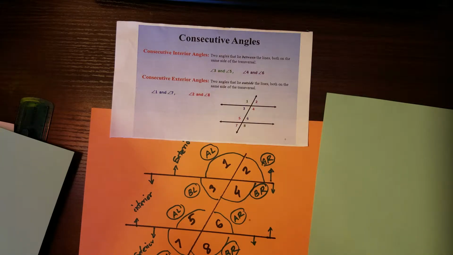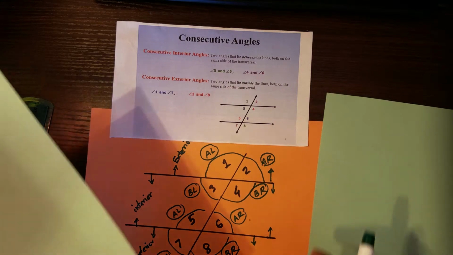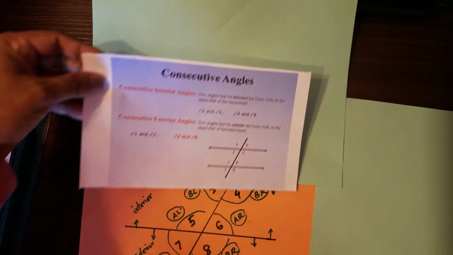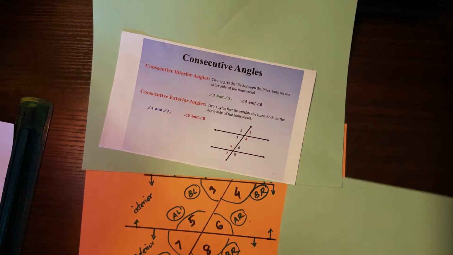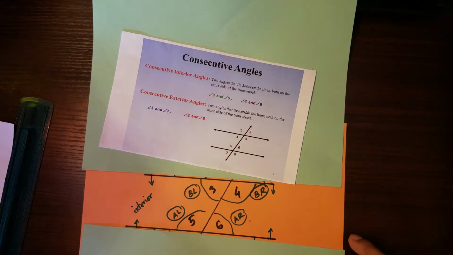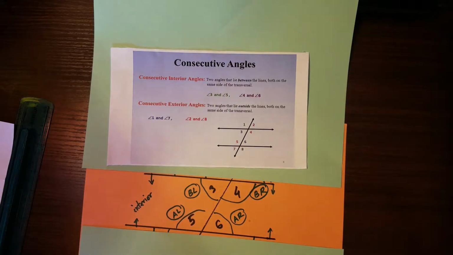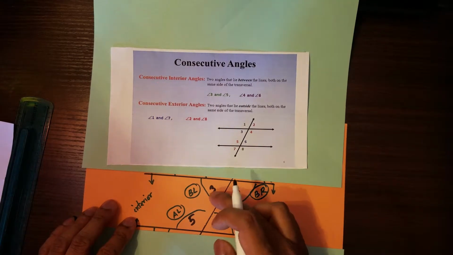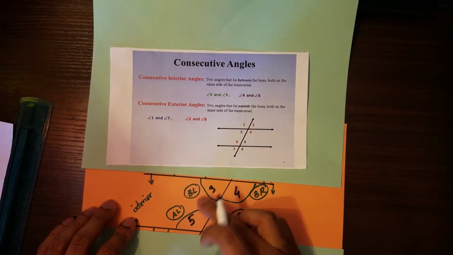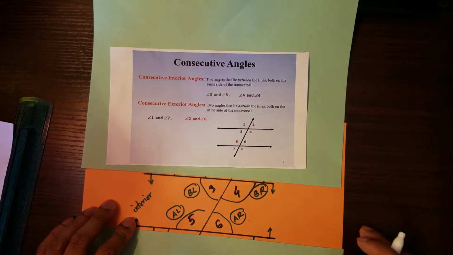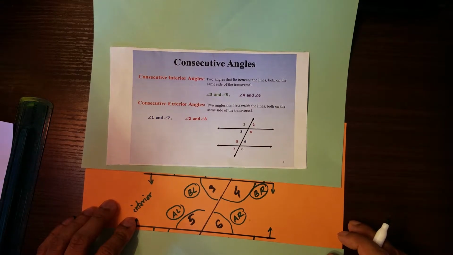Okay, so let's make this case first. Both angles need to be between the lines. Between the lines we can see we have only 4 angles, right? It's 3, 4, 5, and 6. Both are on the same side. So 3 and 5, you can see they're on the same side, and they're between the lines. So 3 and 5 are consecutive angles.